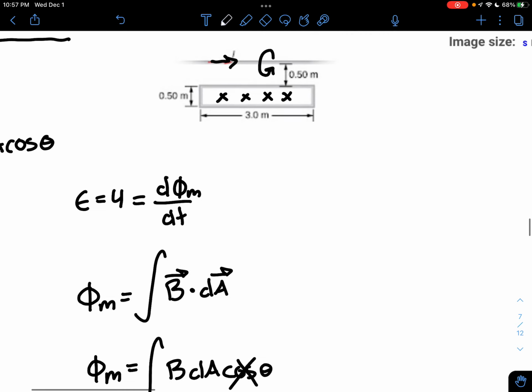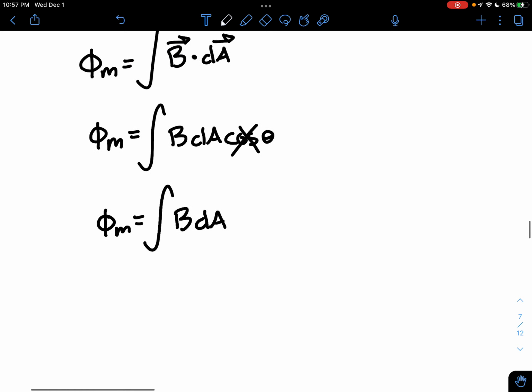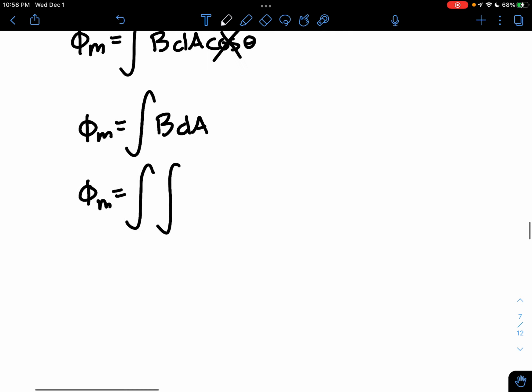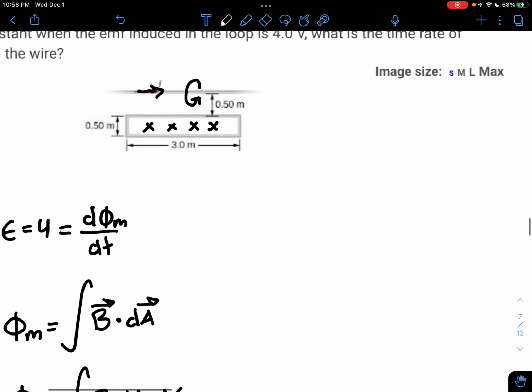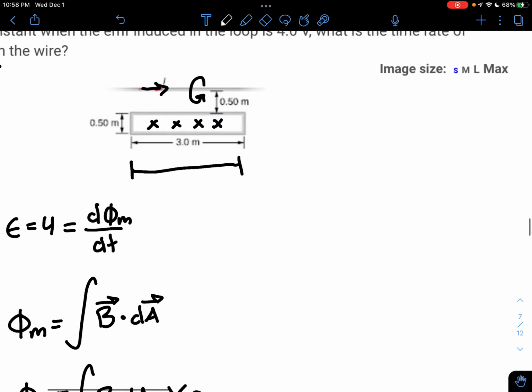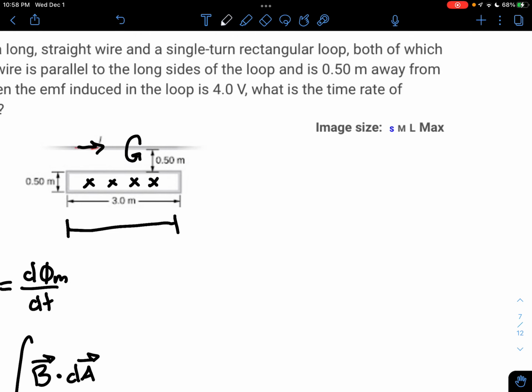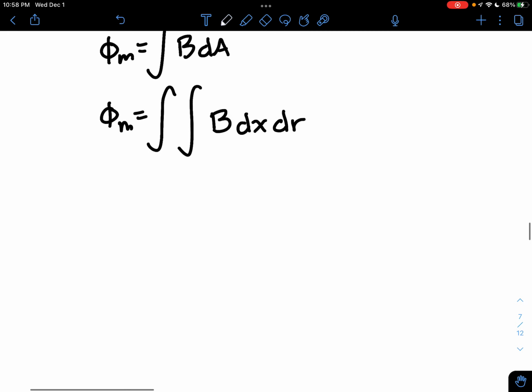I don't know who is taking Calc 3 yet, but when you're integrating over dA, that's when you break it up into a double integral. And it's not as scary as it looks. You have B and dx, which is going to be just our x here. And the second one I'm going to call dr, because it's going to be this distance, the distance from the wire to where we're going. And so our r.